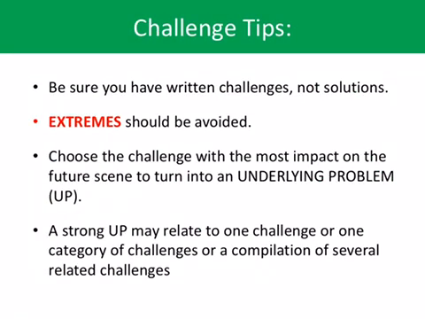So challenge tips. Be sure you have written challenges, not solutions. You're not trying to solve anything. So for that cause and effect, you're not elaborating beyond that cause and effect to fix anything. You're using may, might, and could to list out things that could happen, based upon the categories. Extremes should be avoided, such as, due to the earthquake, everyone on the entire earth may die. That would be an example of an extreme that should be avoided, because we're ultimately going to try to fix some of these.